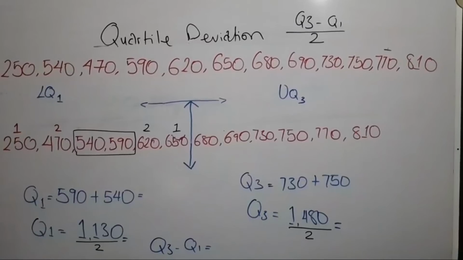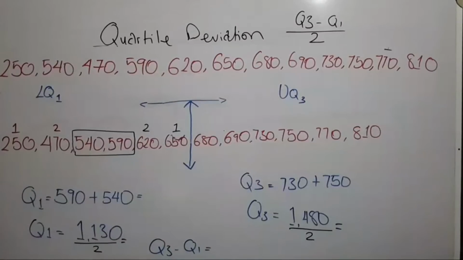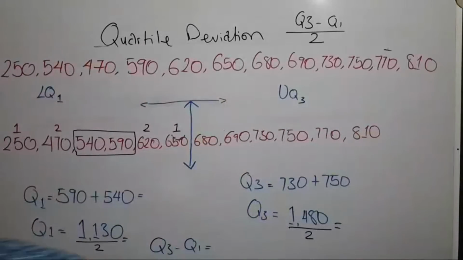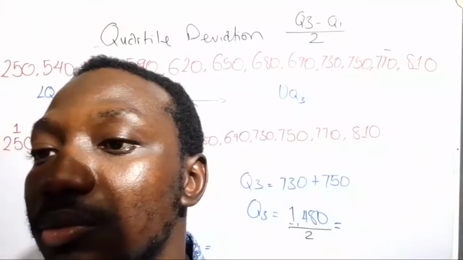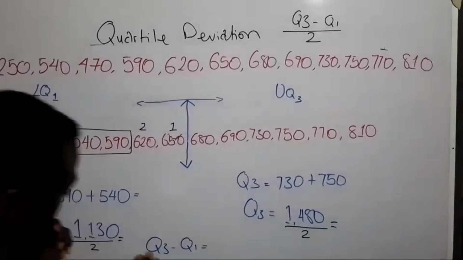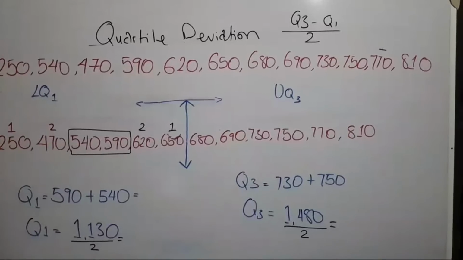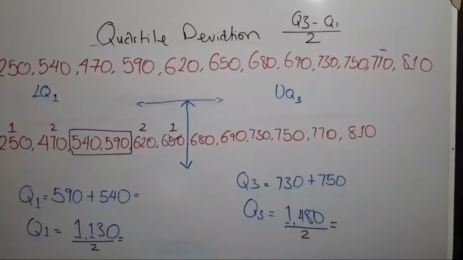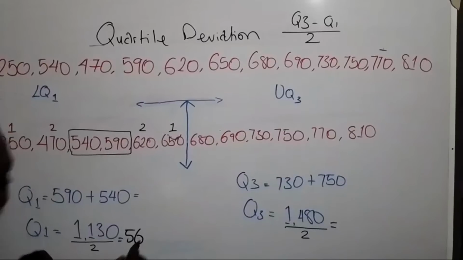So if you have to divide 1130 by 2, you get 565. Now I notice what Miss Immaculate did. I think we can use the microphone now. So from here, what is our answer for this? This should be 565.